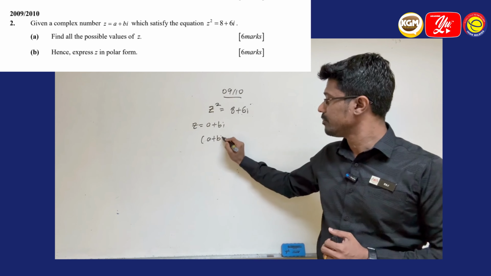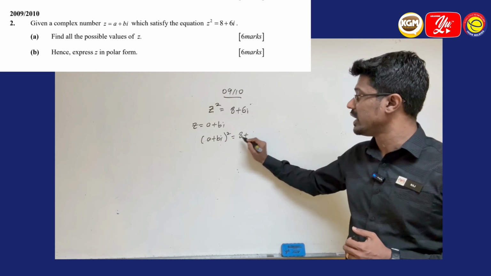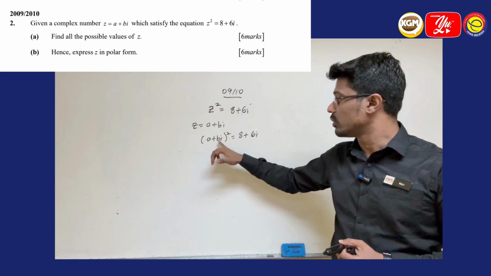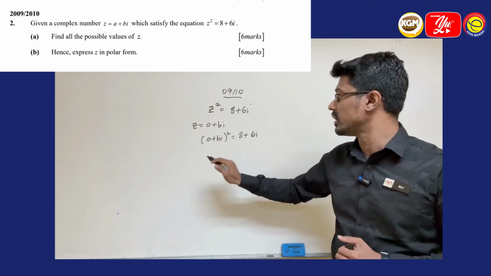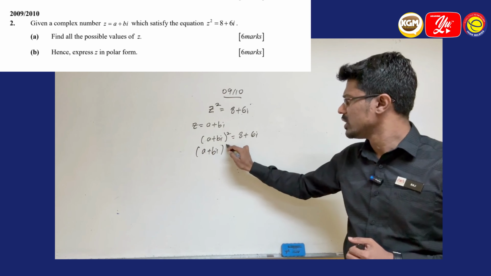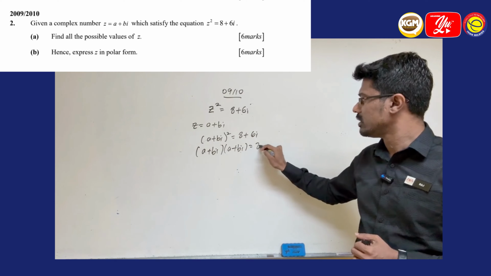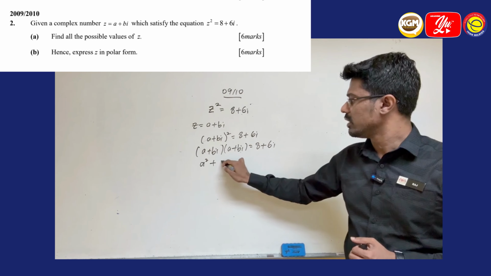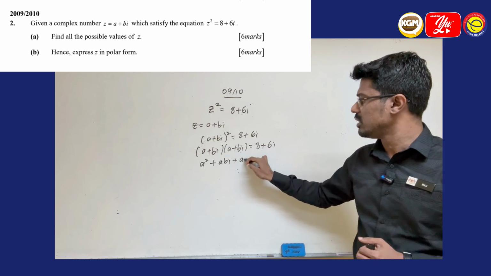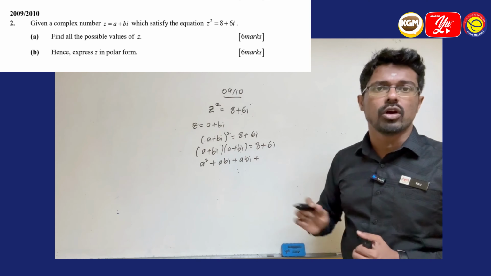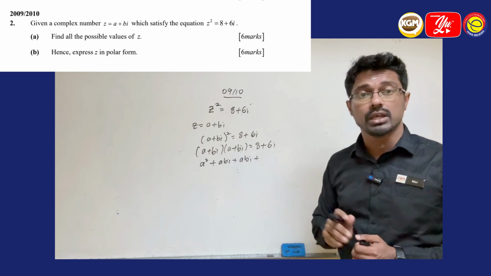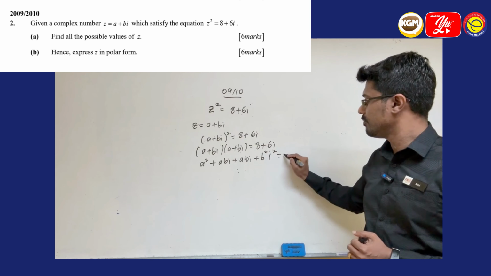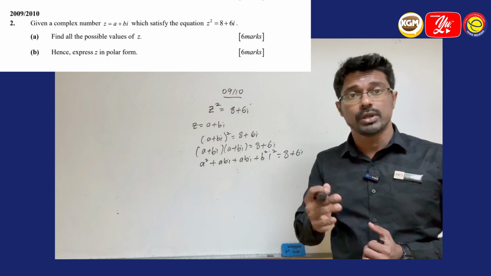So (a plus bi) square equals 8 plus 6i. Now, please be very careful with this. If you have a square like this, it's best to write it twice and expand it. So (a plus bi)(a plus bi) equals 8 plus 6i. You expand: a square plus abi plus abi. This is the one that students normally make a careless mistake on: bi times bi is going to be b square i square. Hope you are clear up until that.